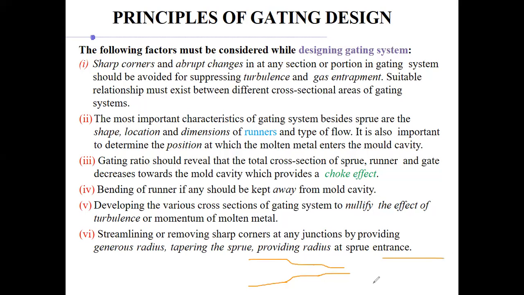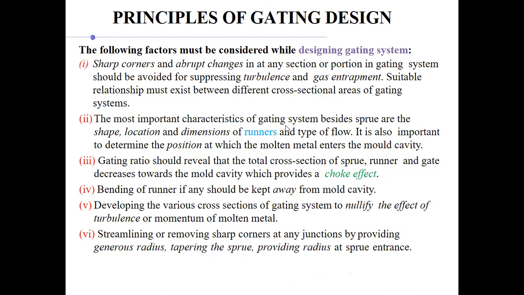Instead of having it like this, properly channelizing it. So what they are trying to say is the gating ratio should reveal that the total cross section of sprue, runner, and gate decreases towards the mold cavity, right? As we are moving from the sprue to the runner to the gate, it should be decreasing. So this provides a choke effect, a bottleneck basically. So that's what is there.